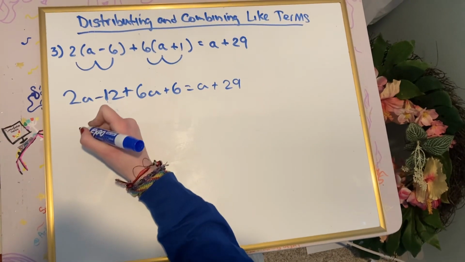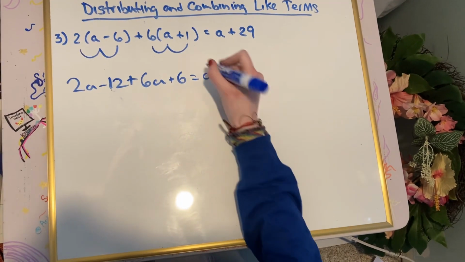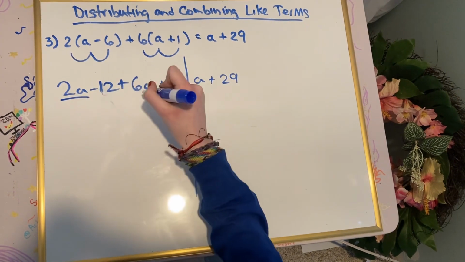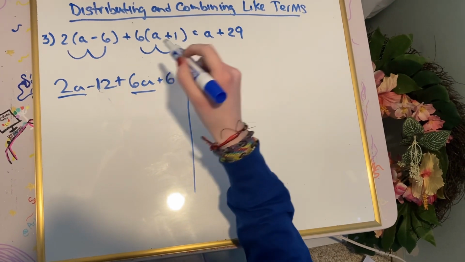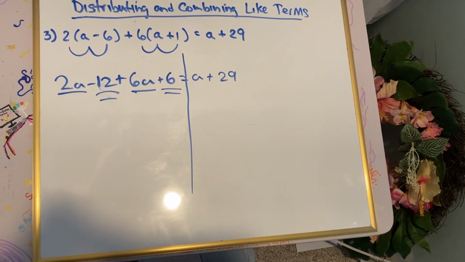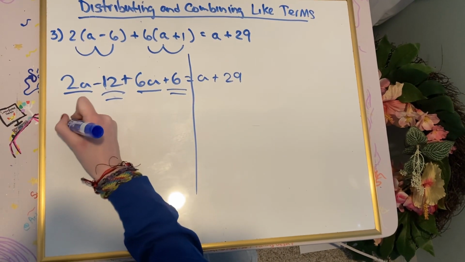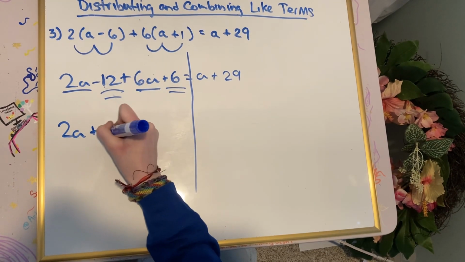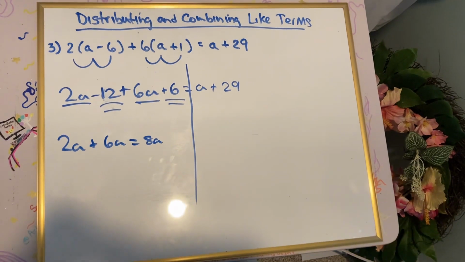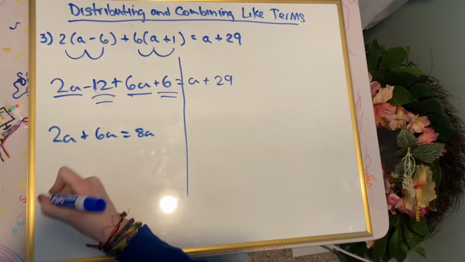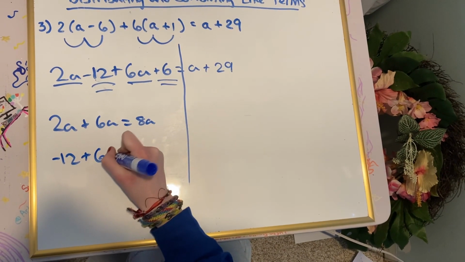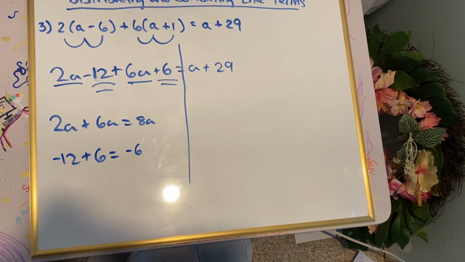Now we are going to combine all like terms. So there's 2 ones with the variable a, and there's 2 regular numbers. So we are going to add 2a and 6a to make 8a. And now we are going to add -12 to +6, which is -6.